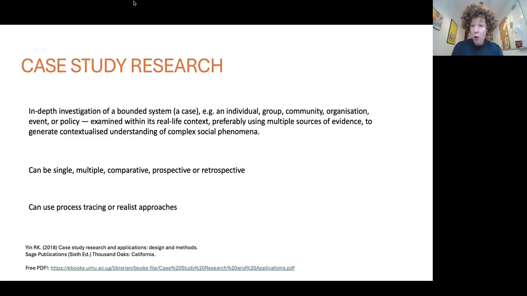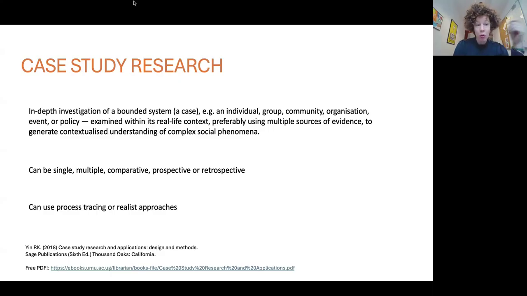The thing that is really powerful about a case study is that you are looking at something holistically within its real life context. So you're not divorcing it from everything that's going around it. You're understanding all of the potentially social, political, cultural, everything that is surrounding the events that are taking place, so that you can really have a holistic view. You're preferably using multiple sources of evidence because that's going to give you really the richest sense of the case.